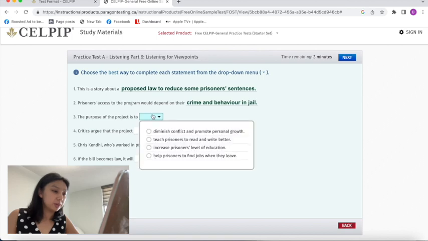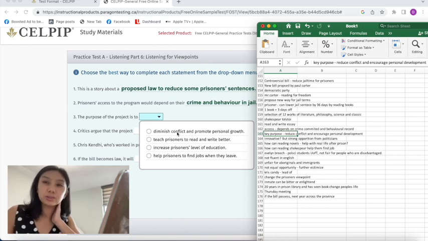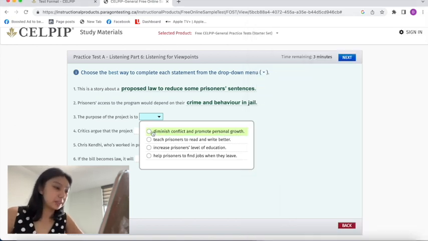The purpose of the project is to, and I think we wrote that down, the purpose... Key purpose is to reduce conflict and encourage personal development. So here, diminish conflict and promote personal growth. So same meaning, different words. So you also have to look for context clues. Like conflict is the same, and personal growth, personal development.